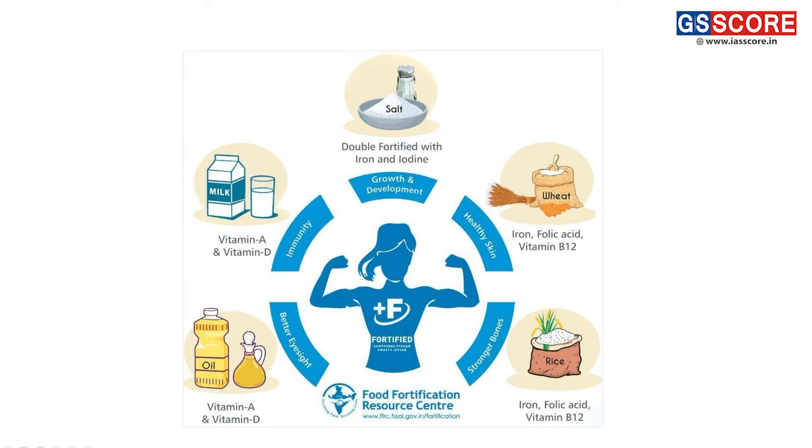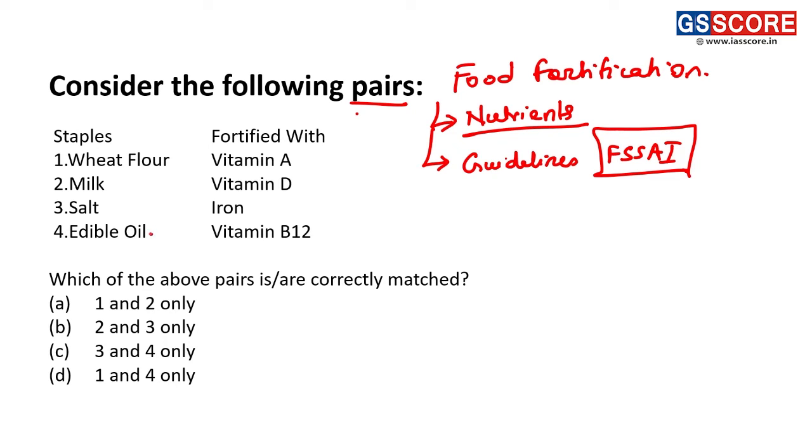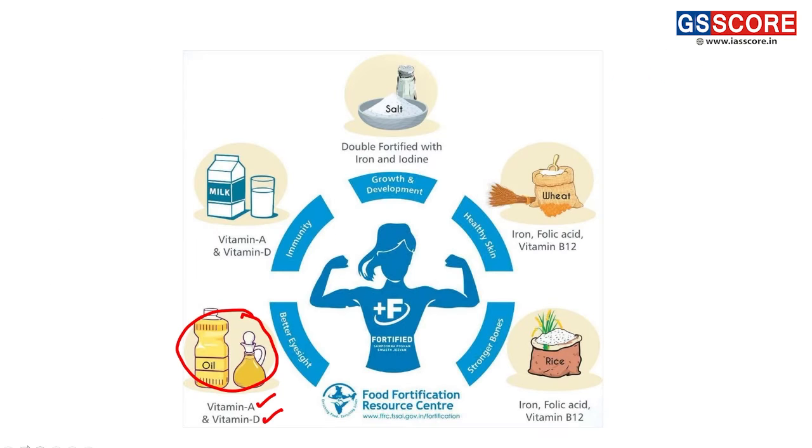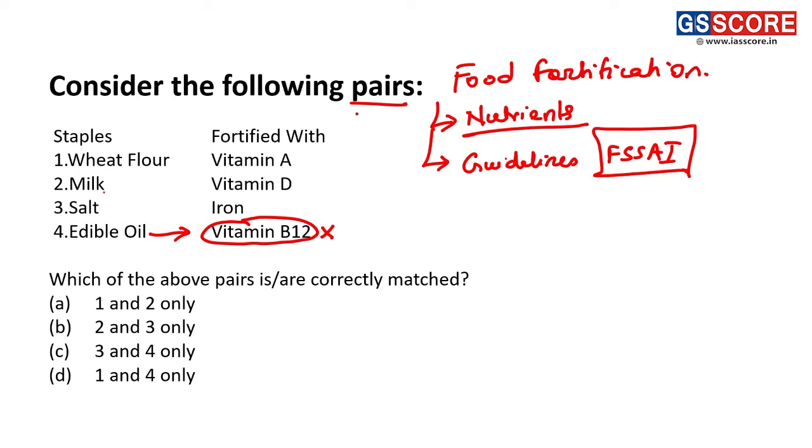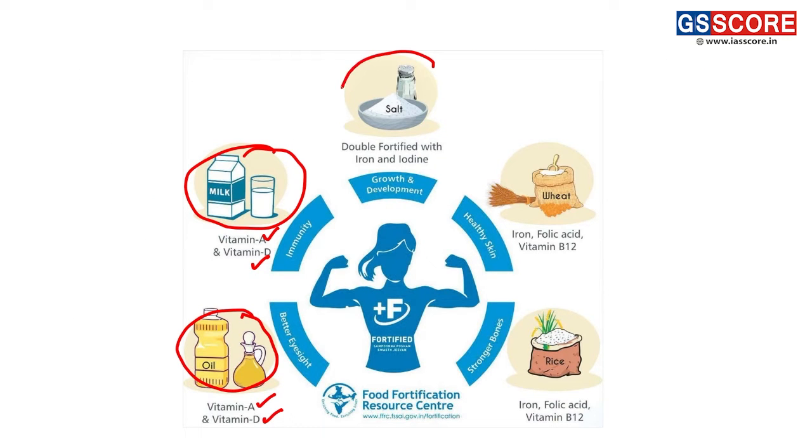So here we'll be looking at a diagram. Edible oil is fortified with vitamin A and vitamin D. In the question, edible oil is paired with vitamin B12, so it is an incorrect pair. Next, milk is fortified with vitamin A and vitamin D. In the question, milk is fortified with vitamin D, making this the correct pair.